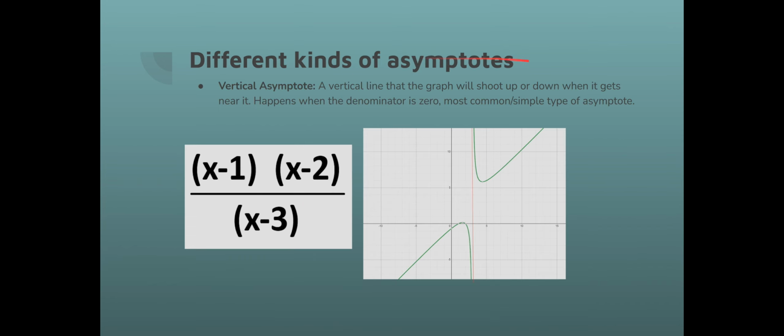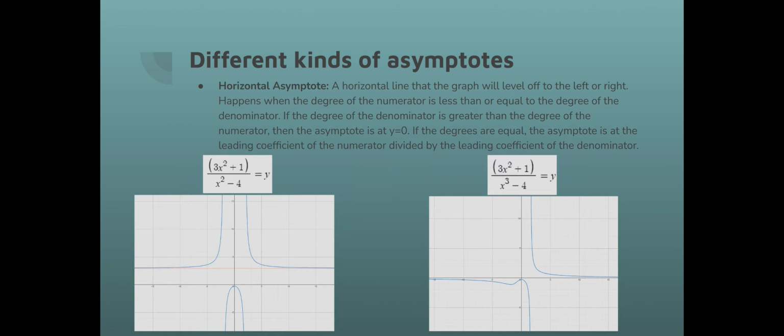Now, there are different kinds of asymptotes. For the example on the previous page, that was a vertical asymptote. A vertical asymptote is a line that the graph will shoot up or down when it gets near it. It happens when the denominator is 0, and it's definitely the most common and the most simple type of asymptote. Pretty simple, honestly. Now, horizontal asymptotes, I guess, are a bit more tricky.